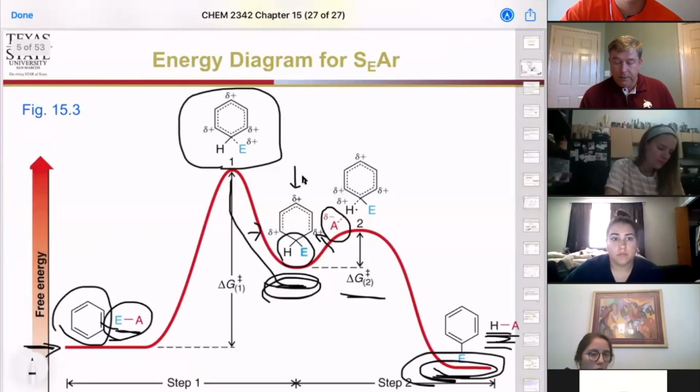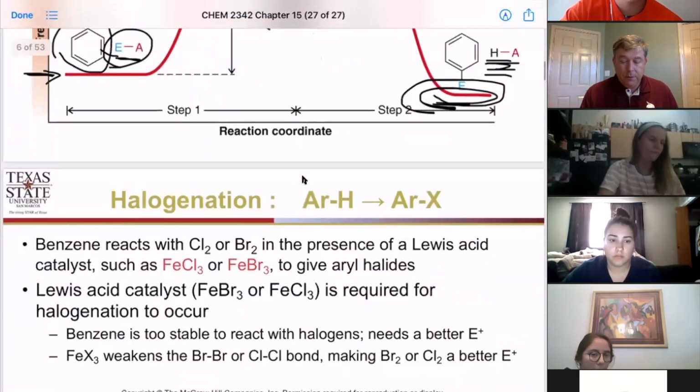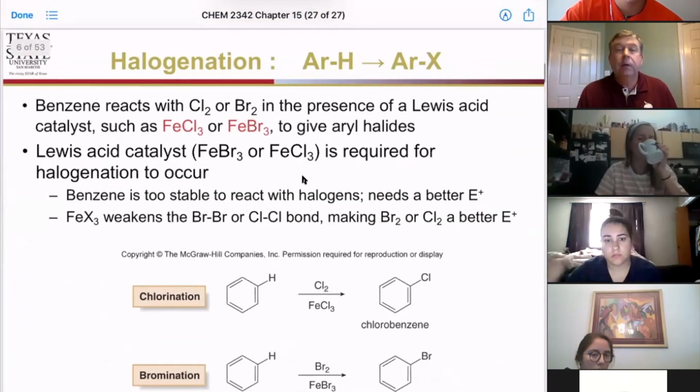All right, so let's go to our first and simplest, which is halogenation.